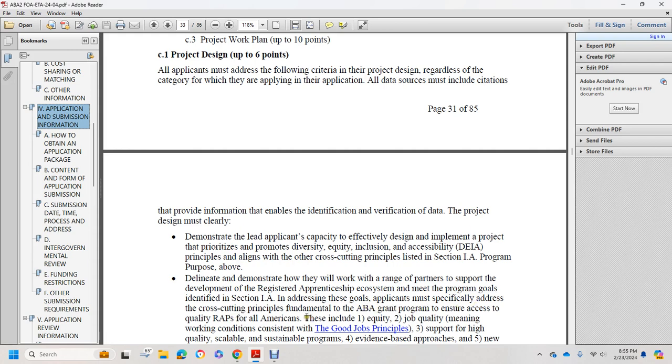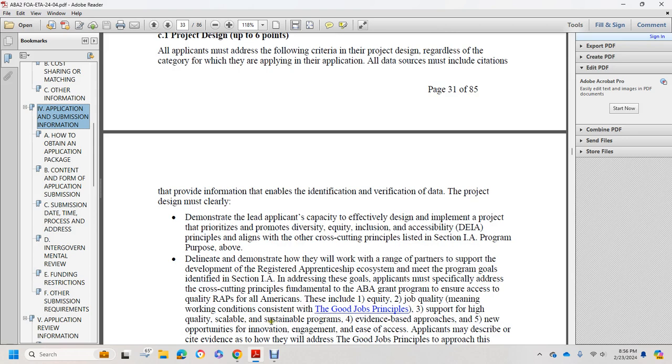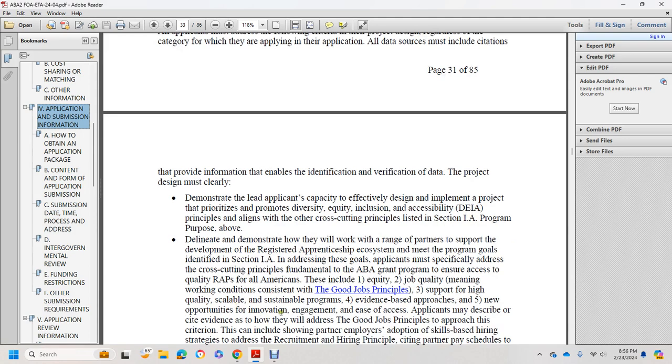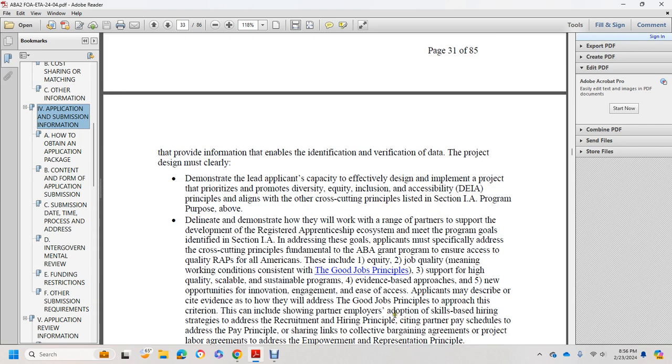This includes: 1. Equity. 2. Job quality, meaning work conditions consistent with the good job principles. 3. Support of high-quality, scalable, sustainable programs. 4. Evidence-based approach. 5. New opportunity with innovation and engagement. Ease of access. The applicant may describe the site with the evidence that will address the good job principles to approach this criterion.